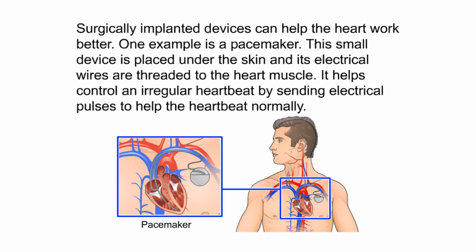Surgically implanted devices can help the heart work better. One example is a pacemaker. This small device is placed under the skin and its electrical wires are threaded to the heart muscle. It helps control an irregular heartbeat by sending electrical pulses to help the heart beat normally.